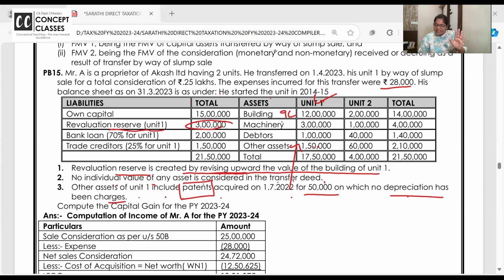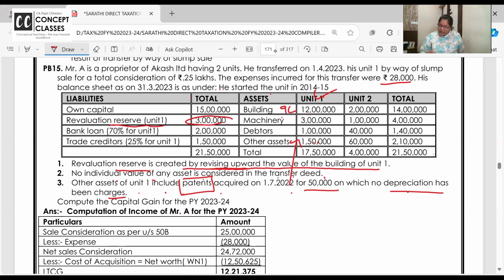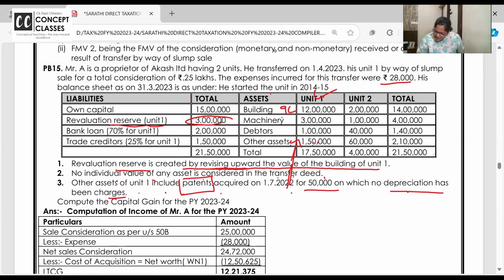Patents, copyrights charged at 25%. Now compute the capital gain. Did you understand this point? In other assets 50,000, so we need to depreciate. Patents, copyrights are depreciated, only goodwill is not depreciated. They didn't depreciate, we will depreciate. And the 1 lakh, we will take the cost separately. Done and clear, and it is to be done in the notebook.